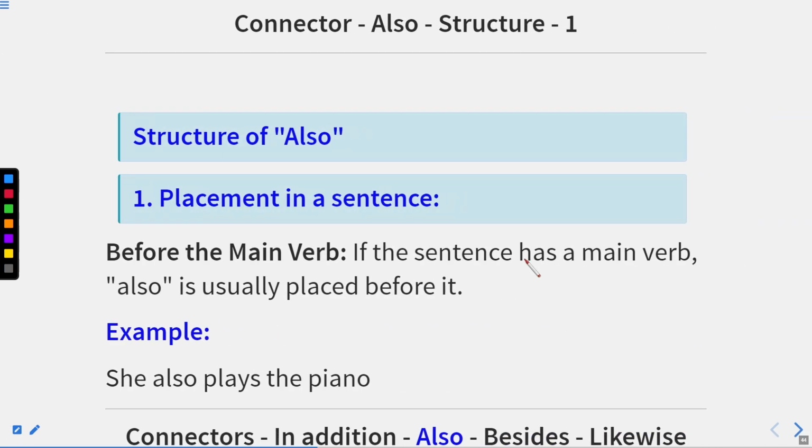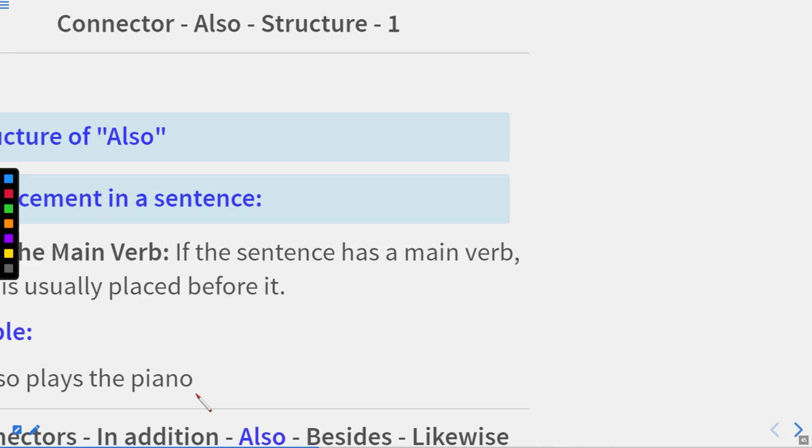Structure of also, placement in a sentence, as I have told you earlier as well. Before the main verb: if the sentence has a main verb, also is usually placed before it. She also plays the piano. So plays is the main verb, and we are using also before that.